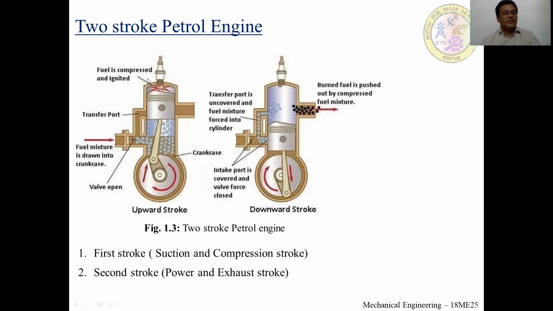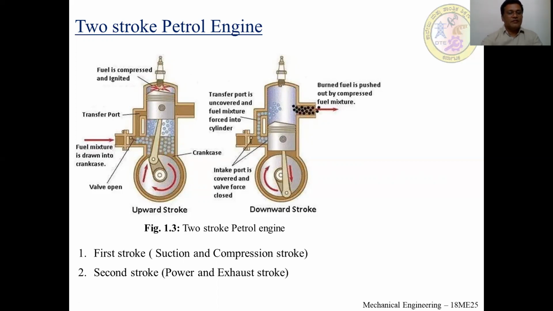Component-wise, we already discussed the components. The only difference is ports. In a four-stroke engine we have valves, whereas in two-stroke engines, instead of valves, we have ports. This is the inlet port, this is the transfer port, and this is the exhaust port. This is about the components of the two-stroke petrol engine. Next we'll try to understand the different strokes.